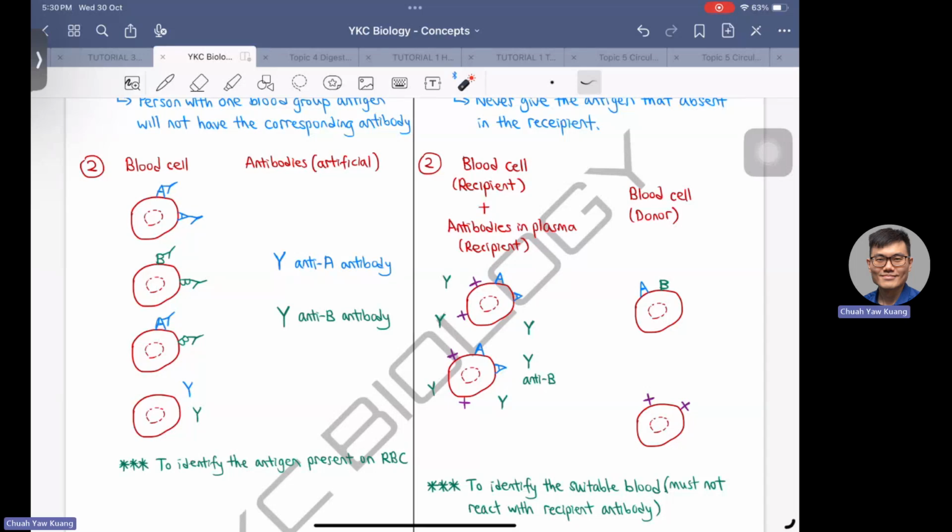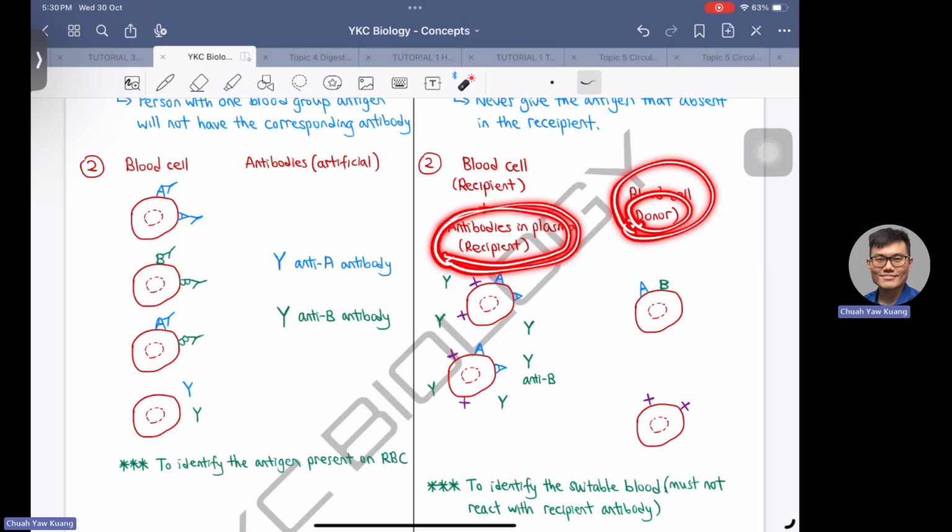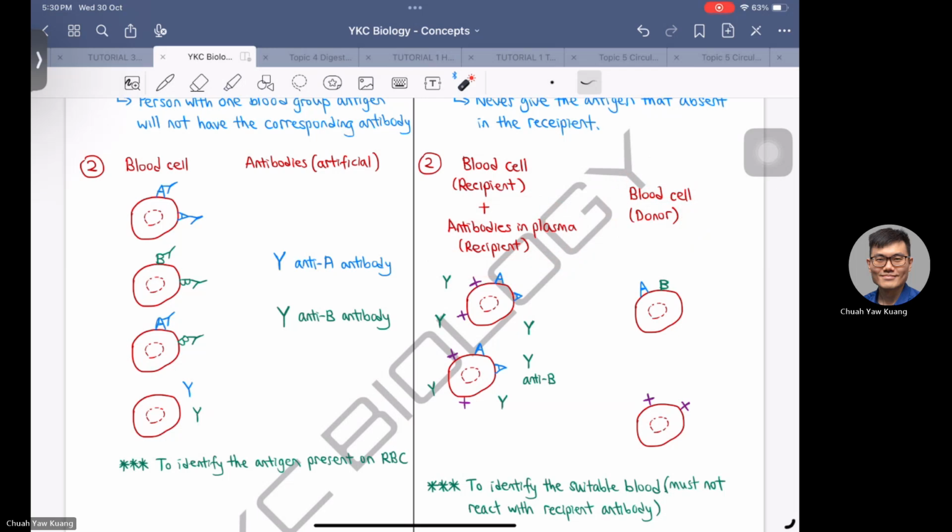In comparison, for blood transfusion, we are using the blood cell of the recipient and also the antibody in the plasma of the recipient. In fact, the most important ones are the antibodies in the plasma of the recipient and the blood cell of the donor. Because this is the tool that we use to check whether the blood cell from the donor is compatible with the antibody in the plasma of the recipient or not.